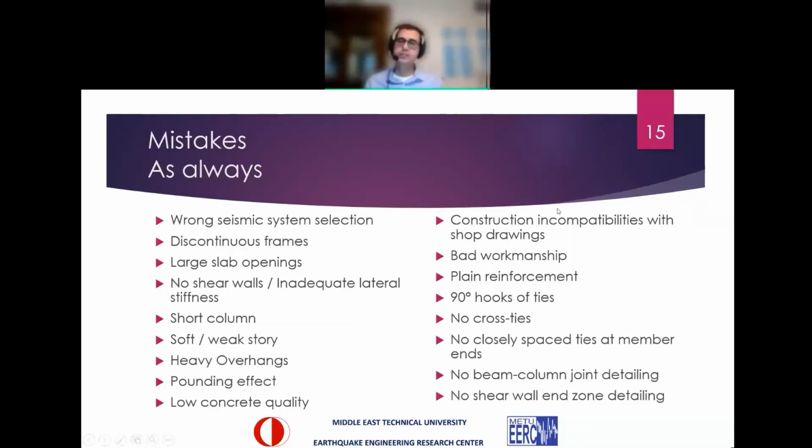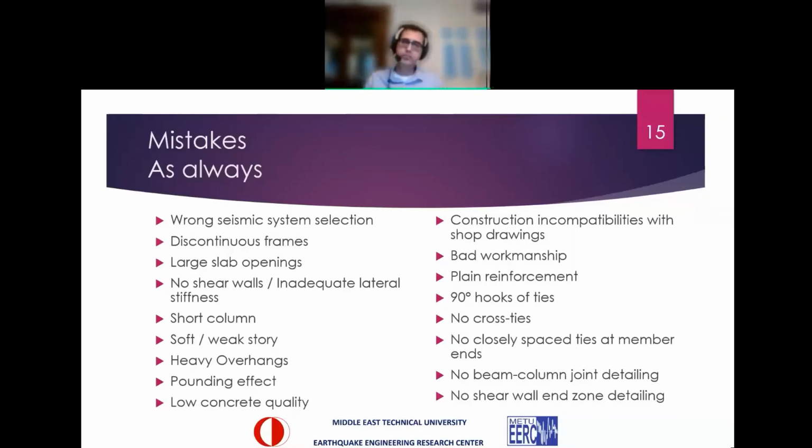The construction incompatibilities with shop drawings: generally, what we have at hand as drawing, as project, is not constructed at the site. It is a big problem. Bad workmanship, inadequate workmanship, is another problem.